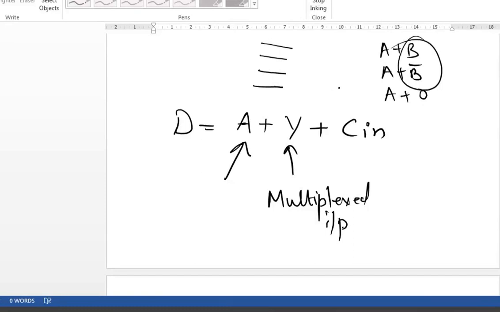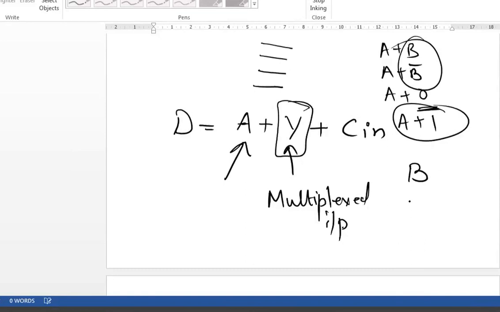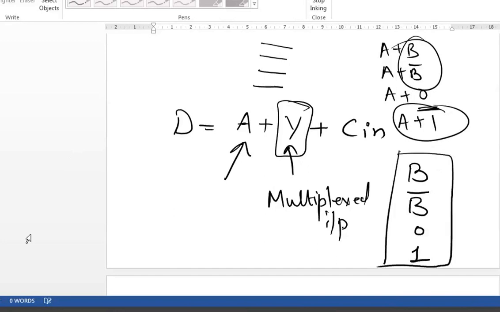Like transferring. When I say transfer operation, what is it? You are just adding 0 to it. Or in some cases you want to add 1 to it. 1 means what? Increment. So the value of B would keep changing. Did you understand? Yes or no? How many options can Y have? It can be either B dash, 0 or 1. So to your multiplexer, you will be providing these 4 inputs.